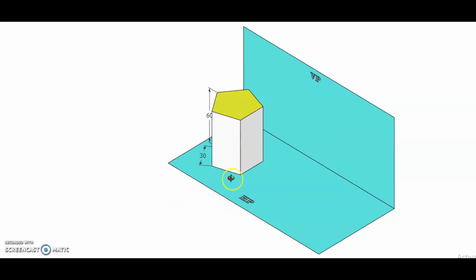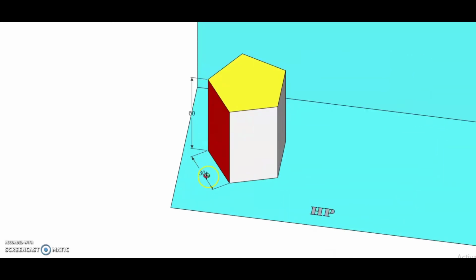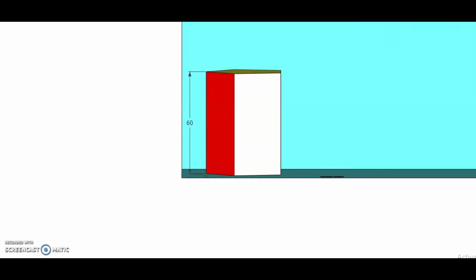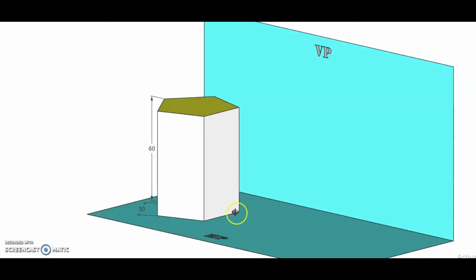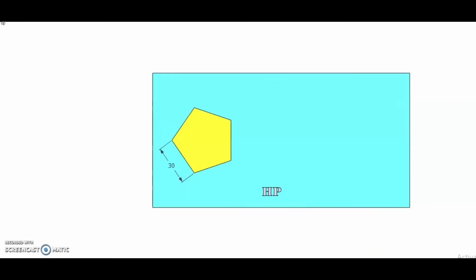Consider such type of a pentagonal prism of which base side is 30 millimeter and axis height is 60 millimeter. Now it is shown in its initial condition such that its axis is perpendicular to HP and one of the base edges is perpendicular to VP. Its front view appears like this one, top view appears like this one.